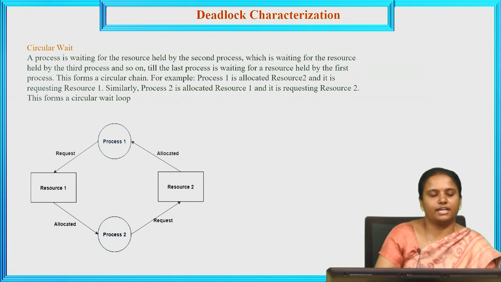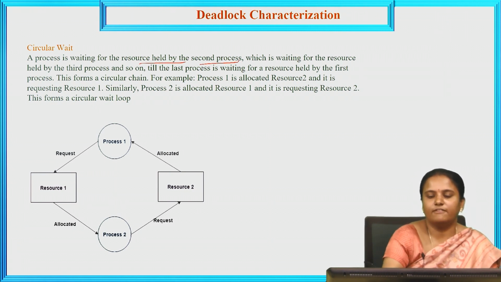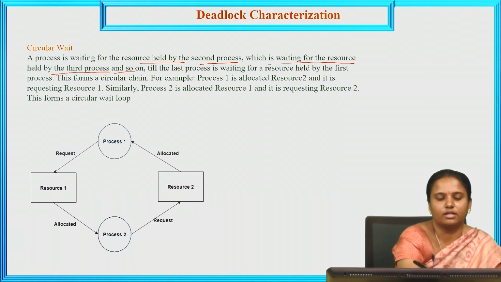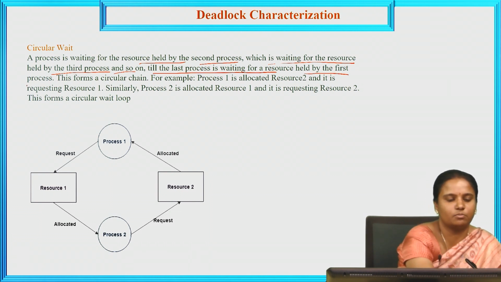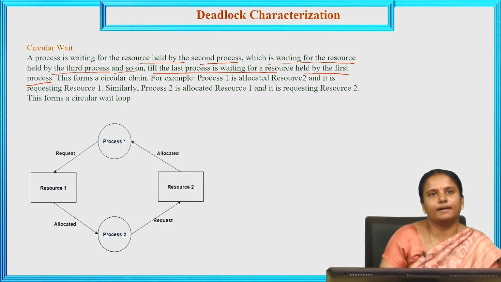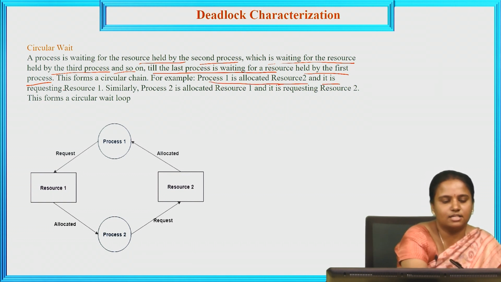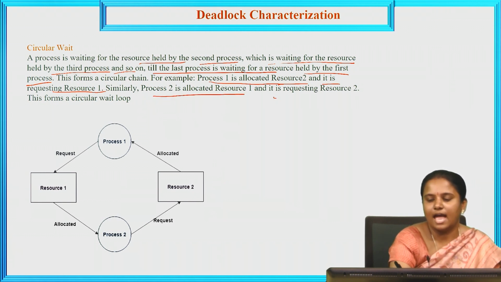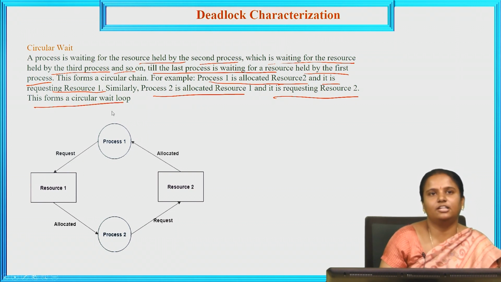Next, circular wait. A process is waiting for a resource held by a second process, which is waiting for a resource held by a third process, and so on, until the last process is waiting for a resource held by the first process. See the diagram below; this forms a circle. Process 1 is allocated resource 2 and is requesting resource 1. Similarly, process 2 is allocated resource 1 and is requesting resource 2. This is a circular wait loop.